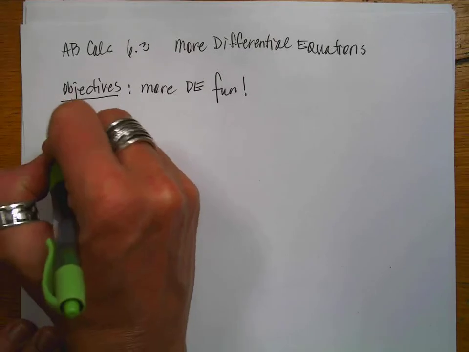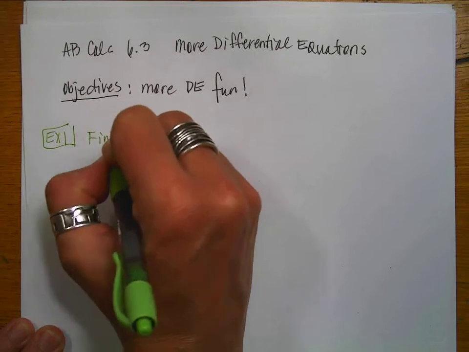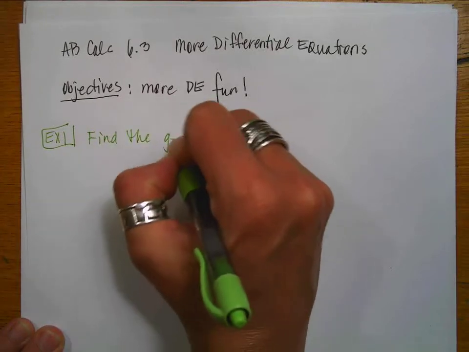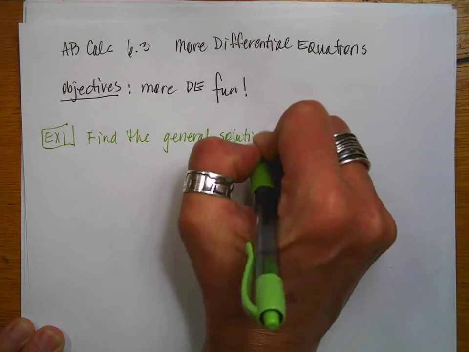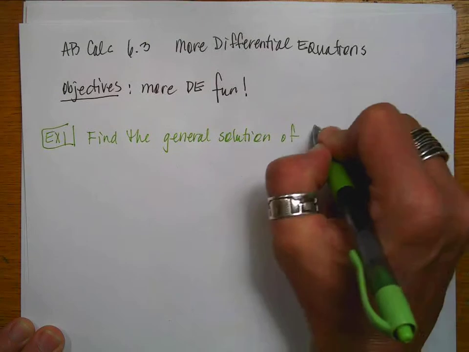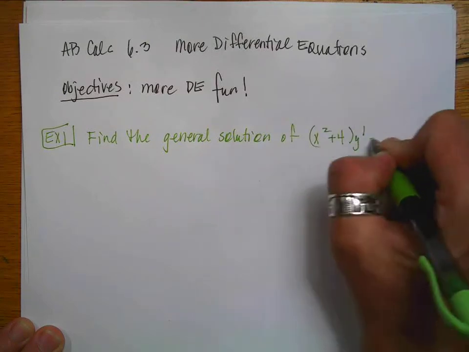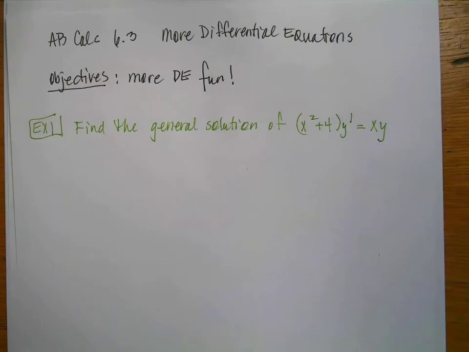So for our first example, I want to find the general solution of x squared plus 4 times y prime is equal to xy. I think that adds some drama to our math today.